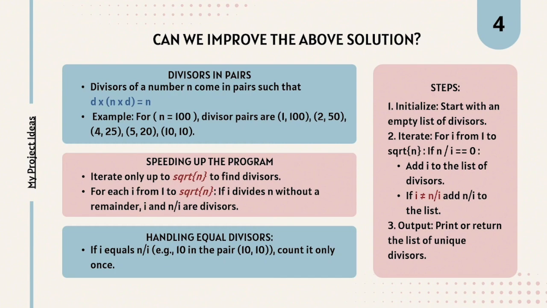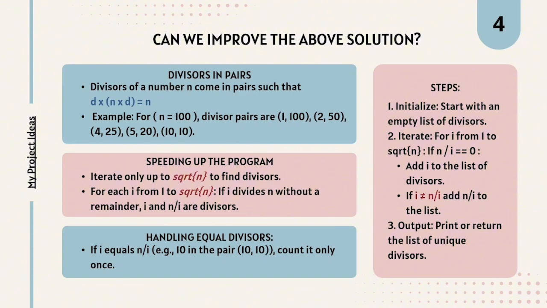Suppose 5 divides 100, the remainder is 0. So 100 by 5, that is 20, will also divide 100 without leaving any remainder. Got the point, right? Like for example, once again, 2 divides 100, the remainder is 0. So then the pair of 2 will be 50, because 100 by 2 is 50, and 50 will also divide 100. So this is a simple trick. Not a simple trick, actually, it's a trick which will decrease your time complexity. A smart work.